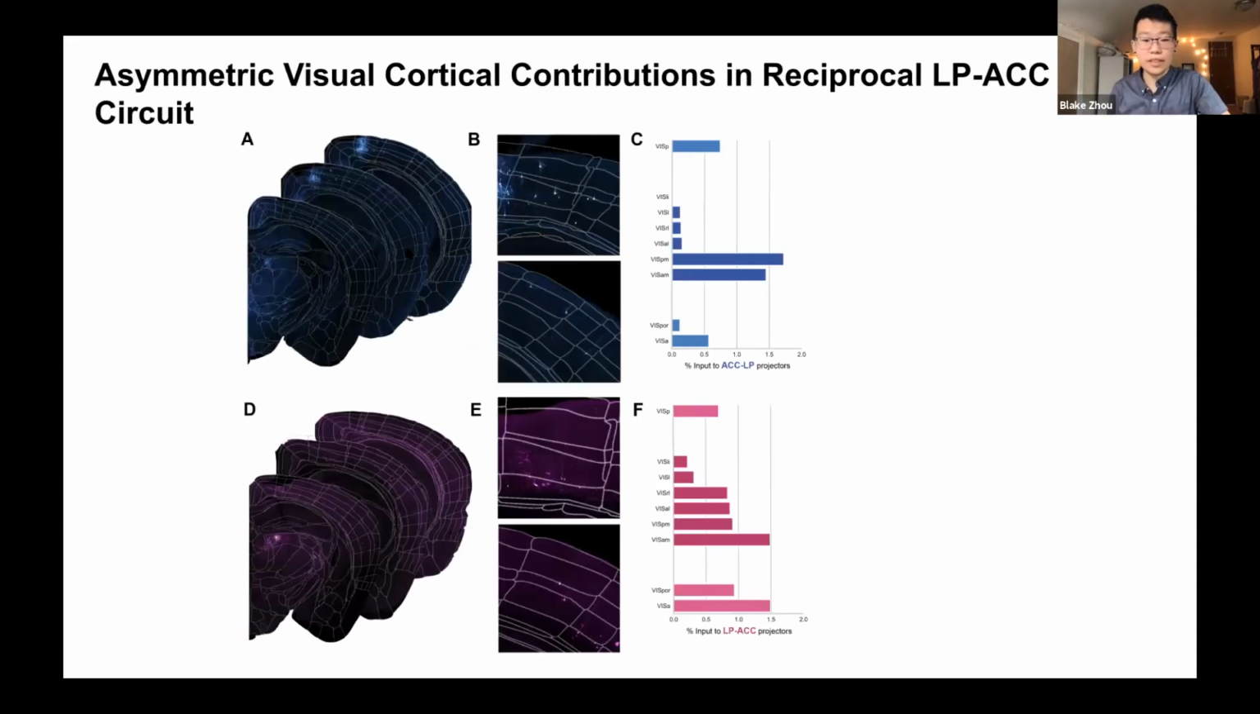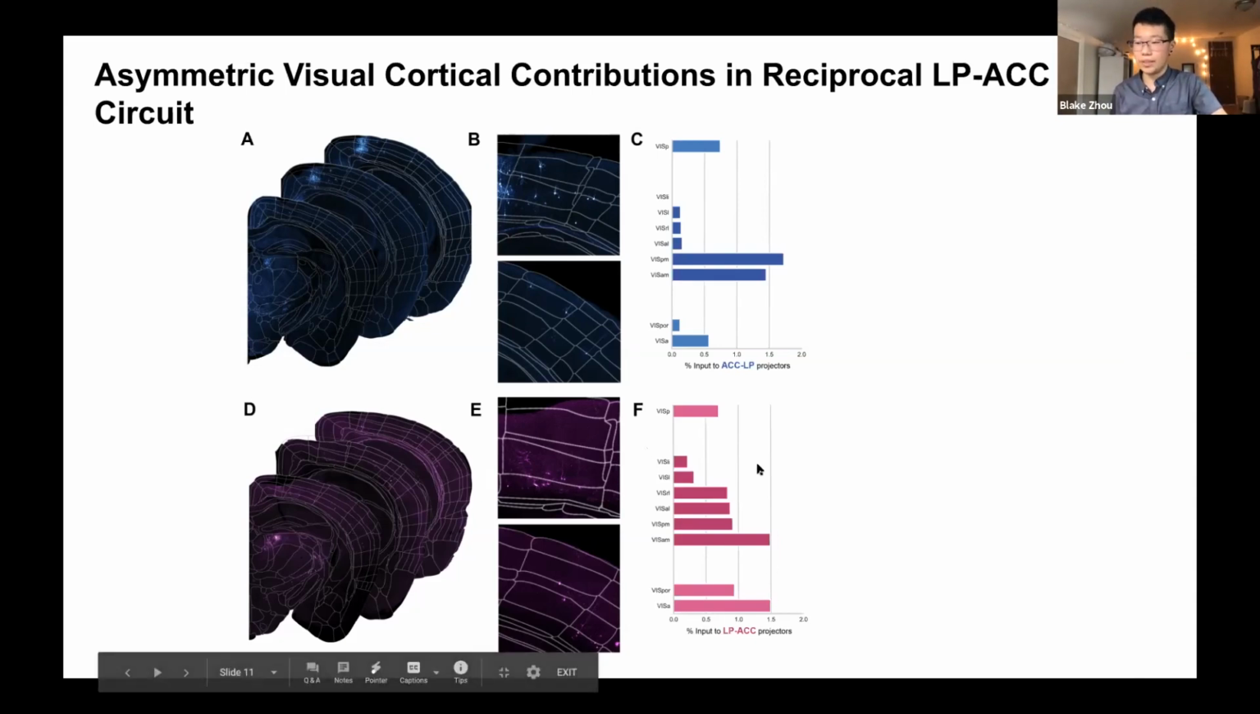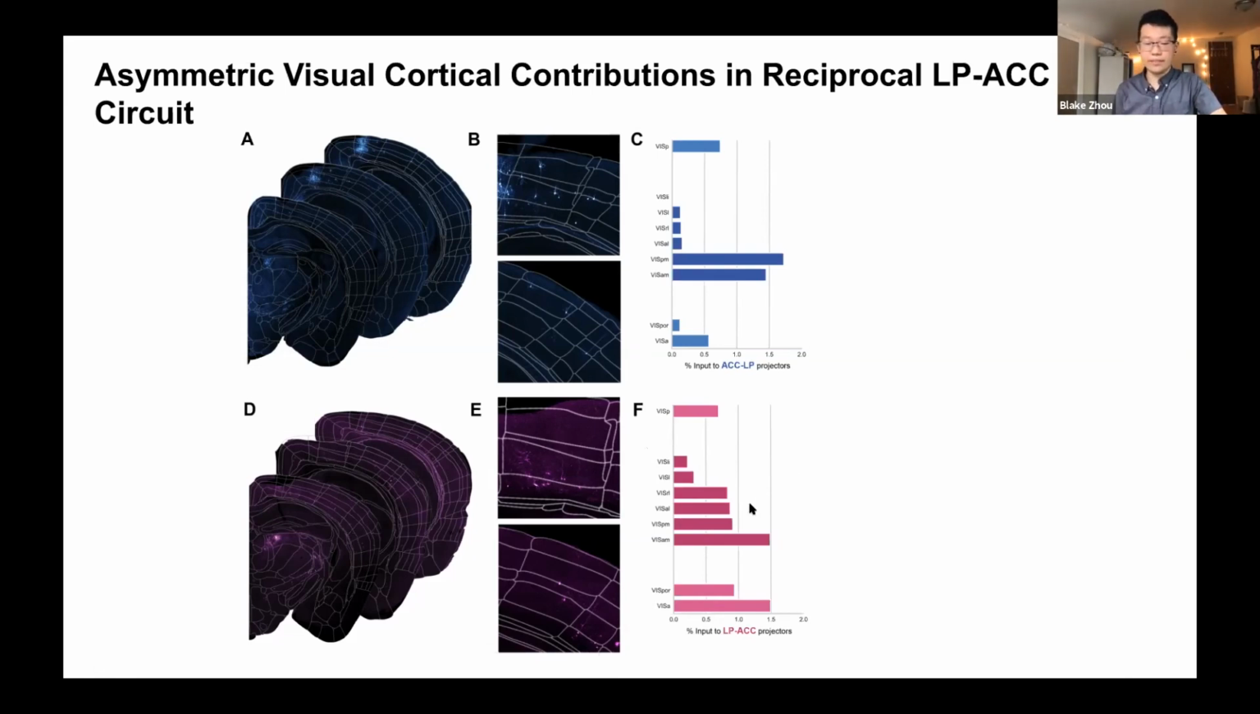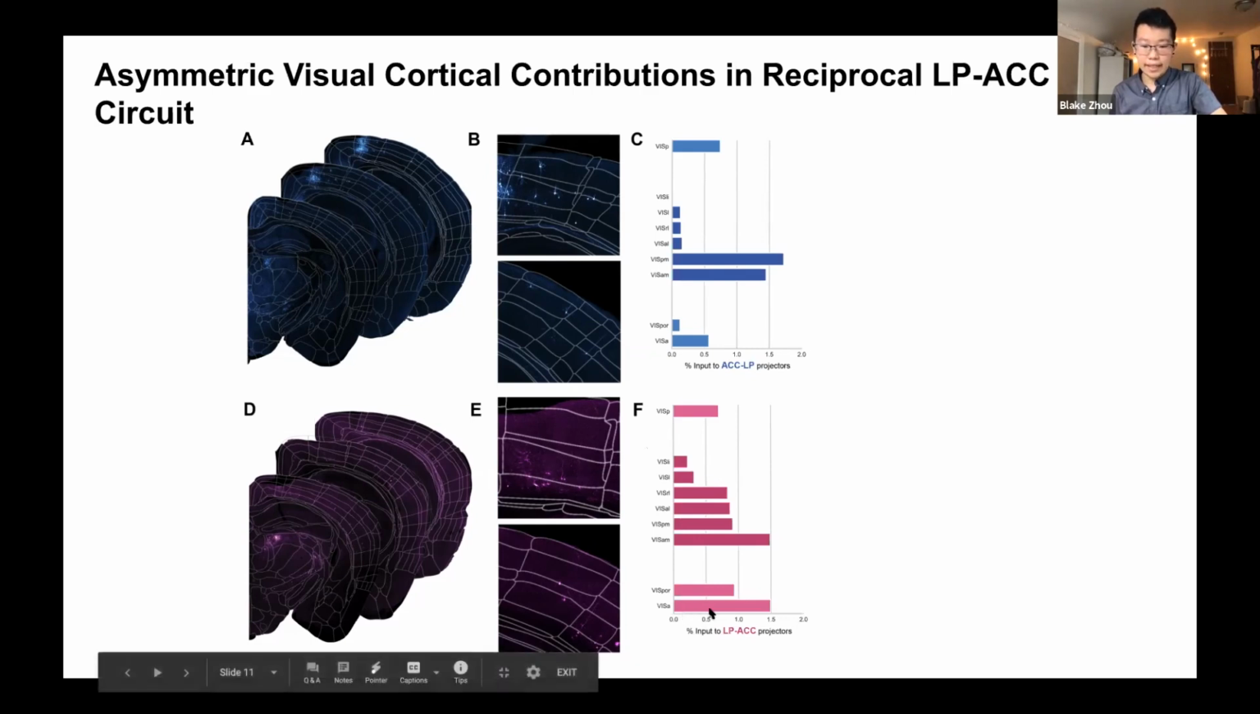The LP and ACC also receive visual information from the cortex, but again, the inputs are asymmetric. Looking first at the top-down ACC to LP projection, the visual input is mostly from higher visual areas, namely the anteromedial visual area, vis-AM, and the posteromedial visual area, vis-PM. In contrast, inputs to the bottom-up LP to ACC projections are much more spread out between the various visual areas. And it's worth noting here that all anatomical regions were defined using the Allen Reference Atlas, and Vis-A actually overlaps with PPC a little bit.